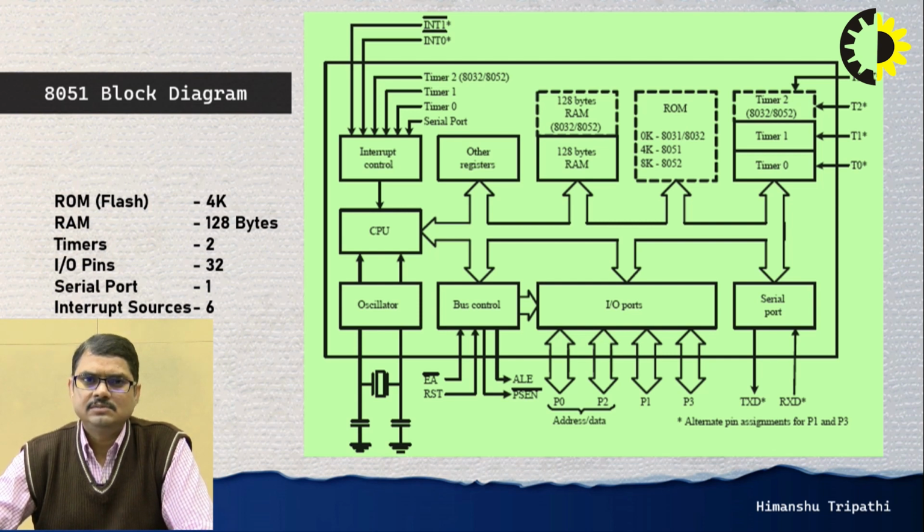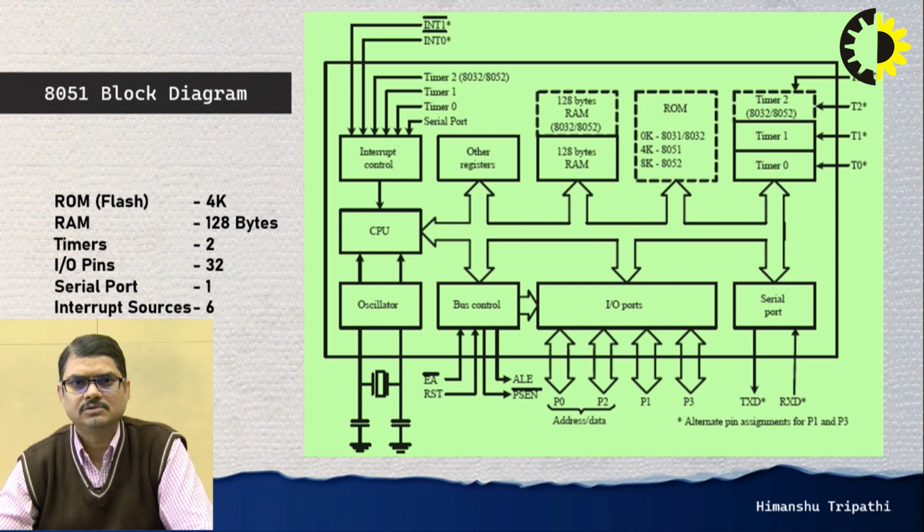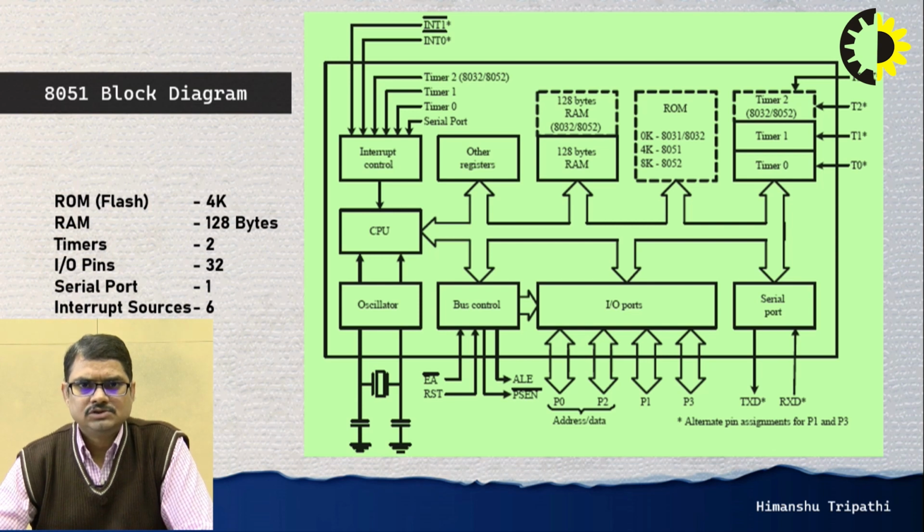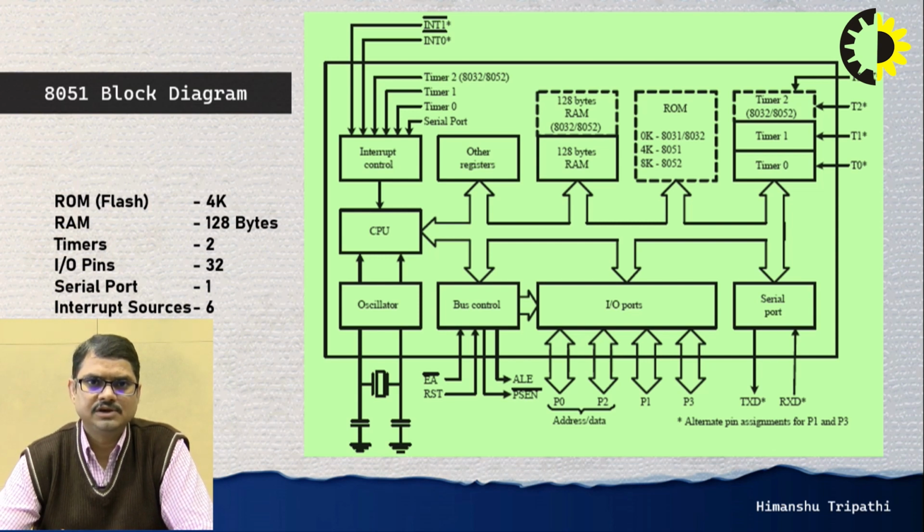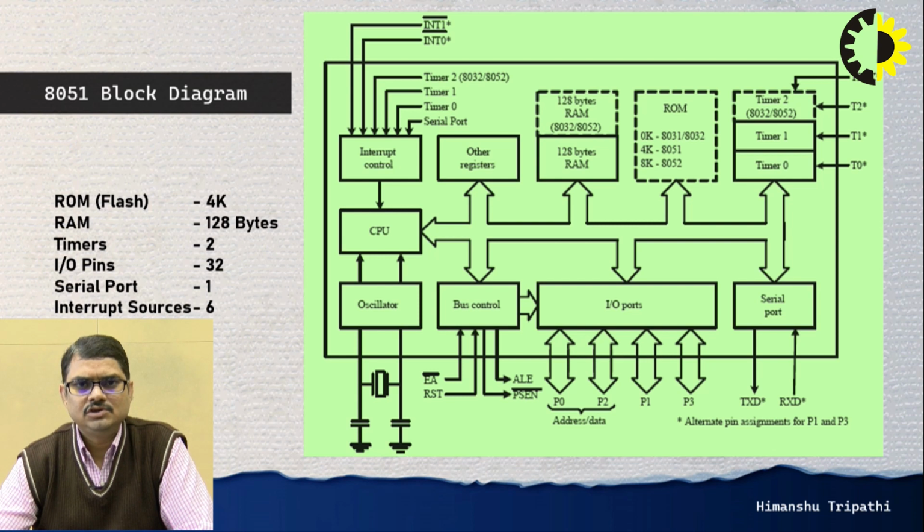This additional timer is actually part of the 8032 or 8052 microcontroller, which is another member of this MCS51 or 8051 microcontroller family. Here our focus is to study only the 8051 microcontroller, so I am not including timer 2 in this discussion. But if we have an IC of the 8052 variant, then we can use the additional timer that is also known as timer 2.